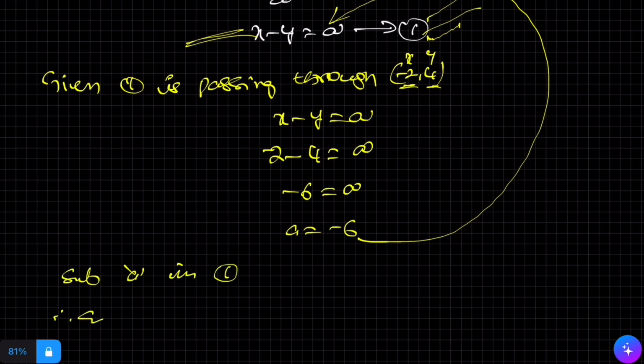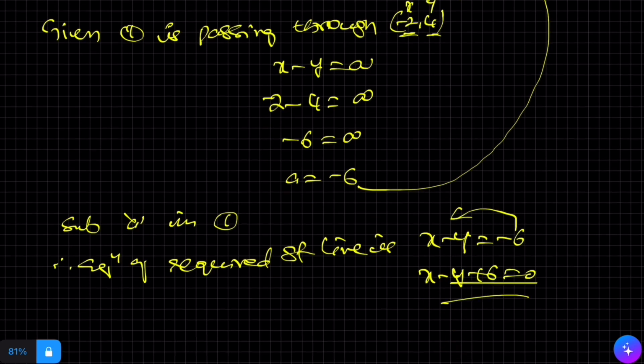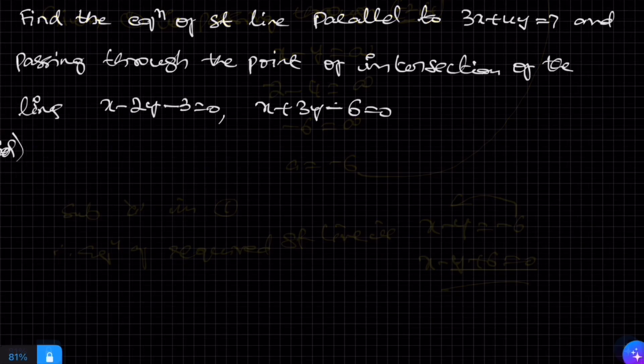So therefore the equation of the required straight line is x minus y equal to minus 6. Let me shift this side: x minus y plus 6 equal to 0. This is your required straight line.